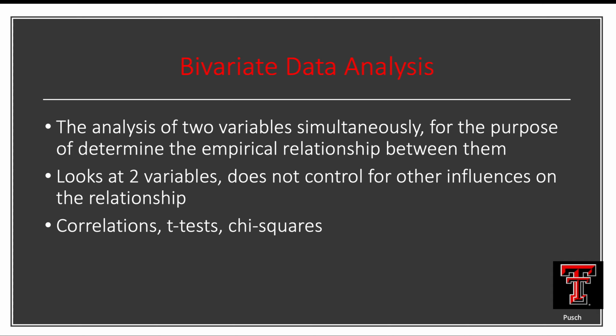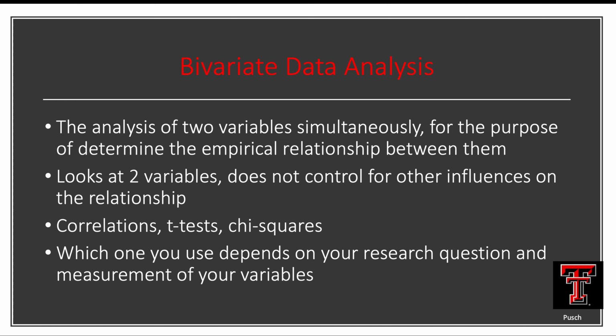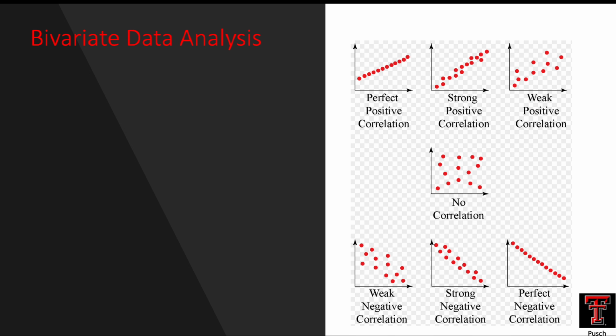So some of our most common types of bivariate data analysis are a correlation, a t-test, and a chi-square test. You will have to do one of these if you are choosing to do the quantitative data analysis project. Which one you use really depends on your research question and the measurement of your variables.